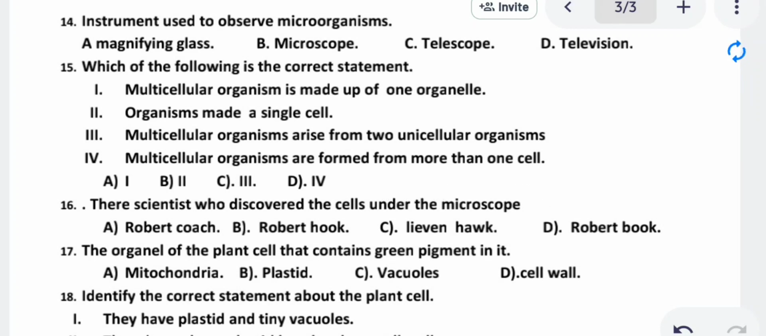Here the first one, the multicellular organism is made up of one organelle. No, it is made up of many organelles that will be present in that organism. Organisms made up of single cells, it is not true. Multicellular organisms arise from 2 unicellular organisms, this is also wrong. And the 4th one, multicellular organisms are formed from more than one cell. So this is the answer, hence the answer is option D.